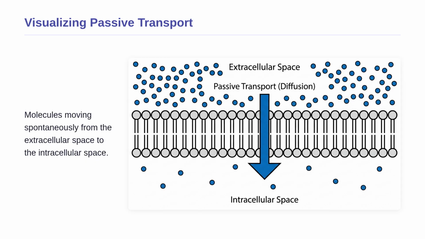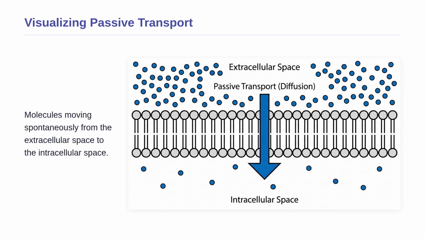Let us visualize the process we just calculated. Here, you are looking at a cross-section of a cell membrane. Notice the extracellular space at the top, which is packed tightly with blue molecules, representing a high concentration. In contrast, the intracellular space at the bottom has very few of these molecules.